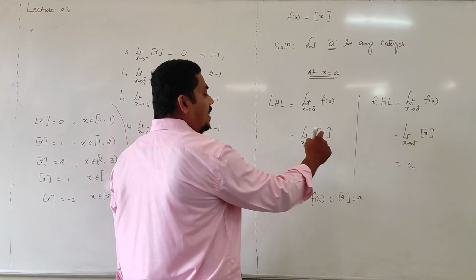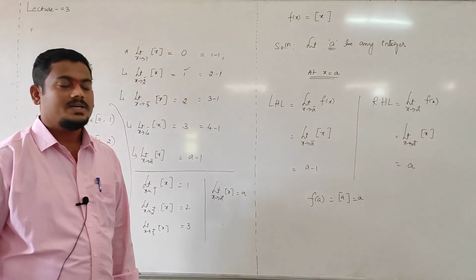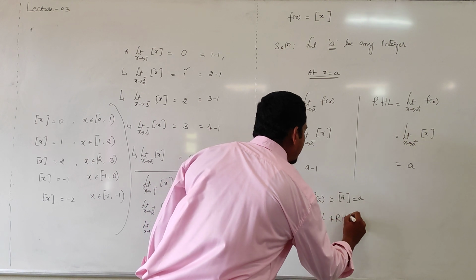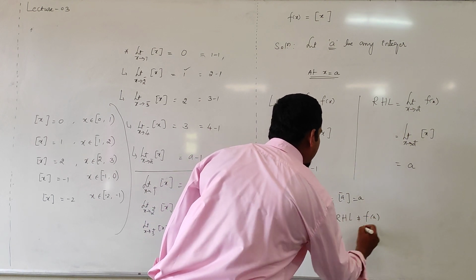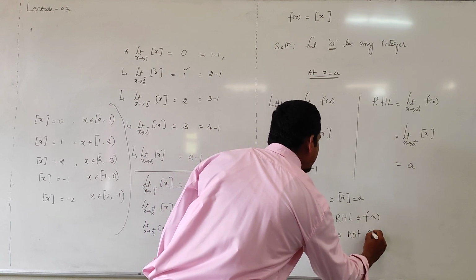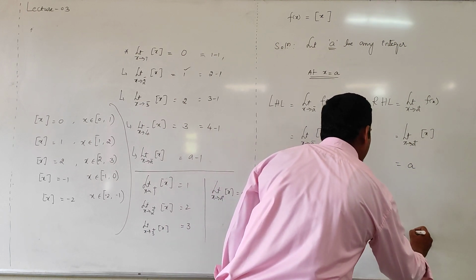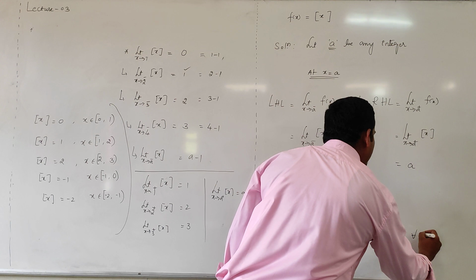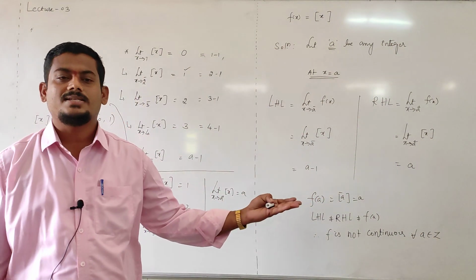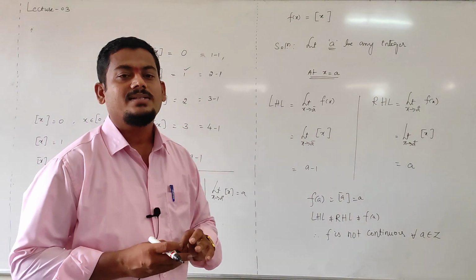Now clearly the left hand limit is not equal to the right hand limit, which is equal to the functional value. Left hand limit is not equal to right hand limit, therefore f is not continuous for all a belonging to Z, meaning a is any integer. For all the integers step x is discontinuous. It is one of the very important 3-mark questions.